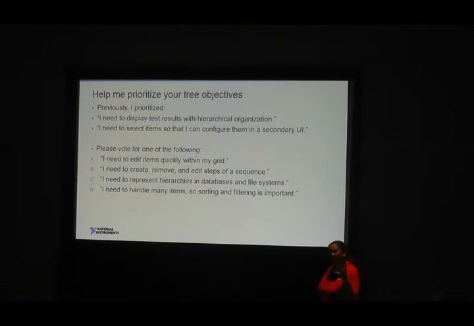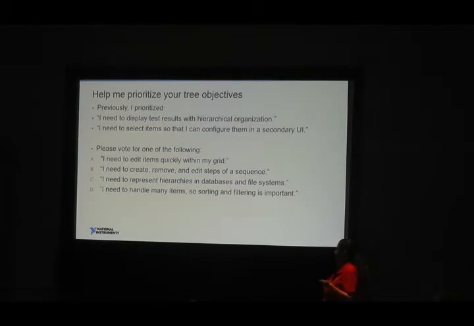So I have 4 things I'm going to read off, and I want you then to vote for which one you think should be the next on my roadmap. A: I need to edit items quickly within my grid. This would help me prioritize things like being able to support numerics and drop downs and being able to edit directly in those cells quickly. B: I need to create, remove, and edit steps of a sequence. This would be helping me prioritize right-click insert, being able to drag and reorder items within the tree.